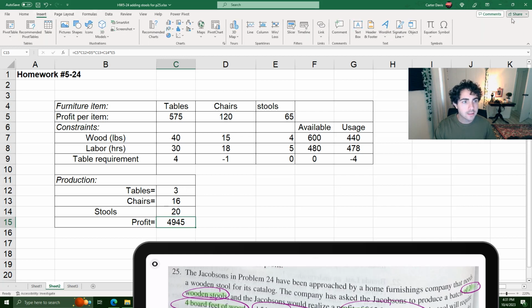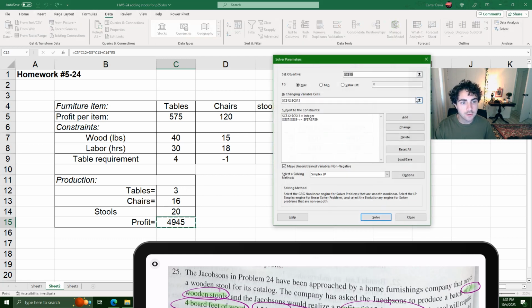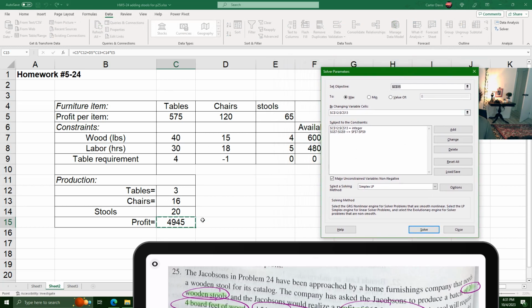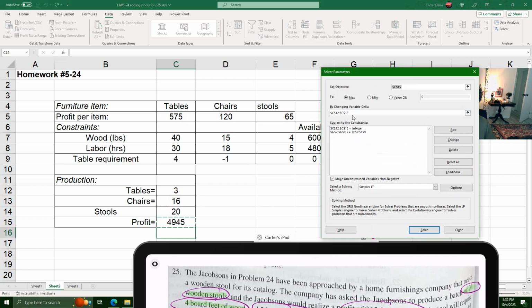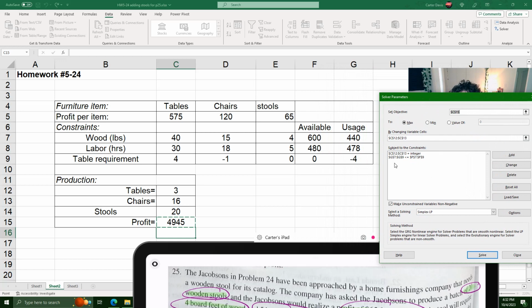So let's look at how I modified the data solver here. Profit is still what we're maximizing. I also changed the profit equation so that it included the stools as well. Hopefully that's clear. Maximizing profit. I left the changing variable cells as just the tables and chairs because I've locked in the stools at 20. And then C12 and 13 were integers, locked that in. And then I think all the same stuff, I've just set all of this less than or equal to the available. That's pretty much it.